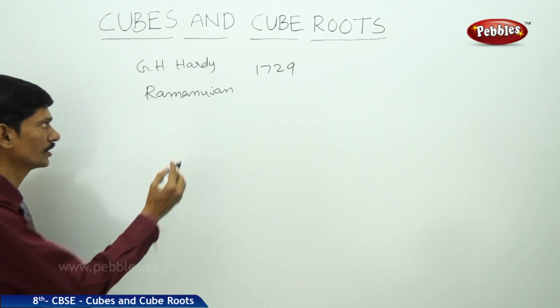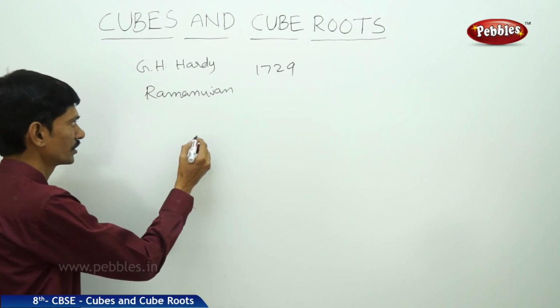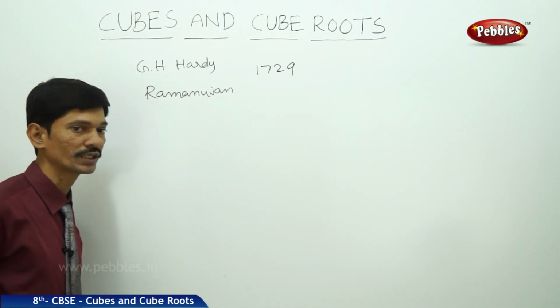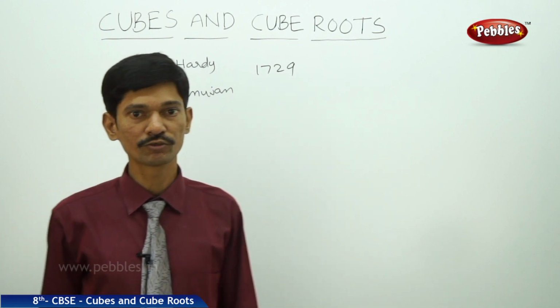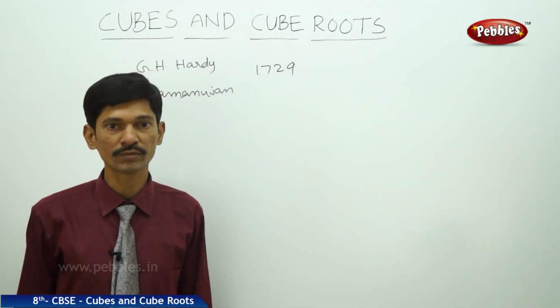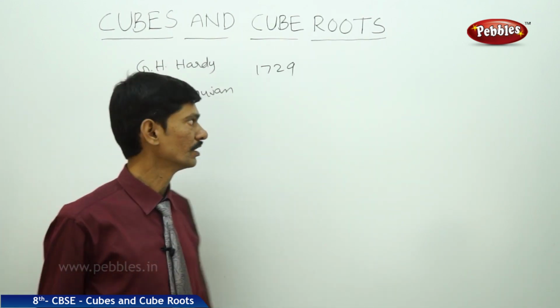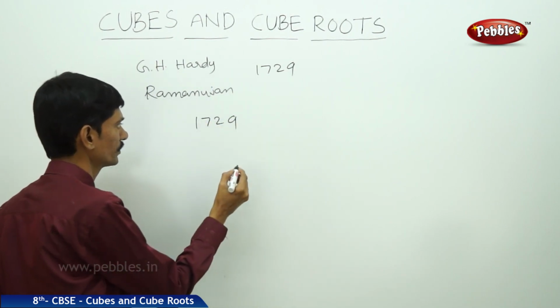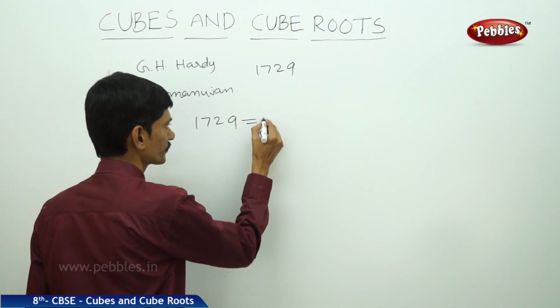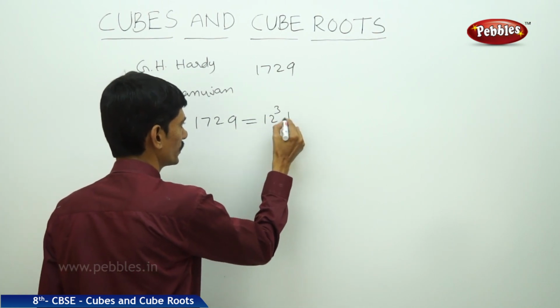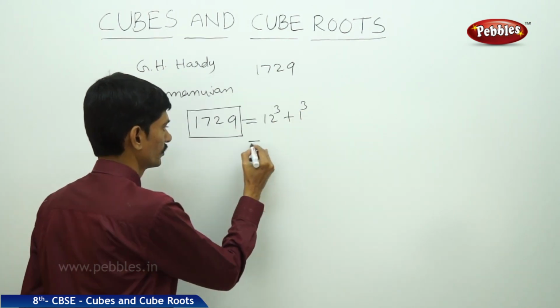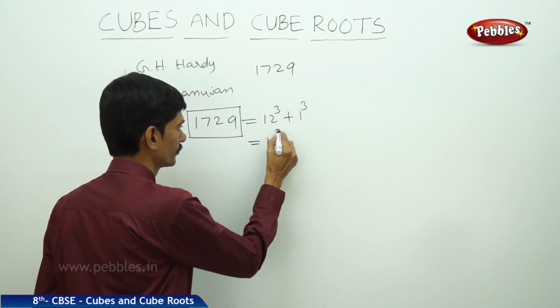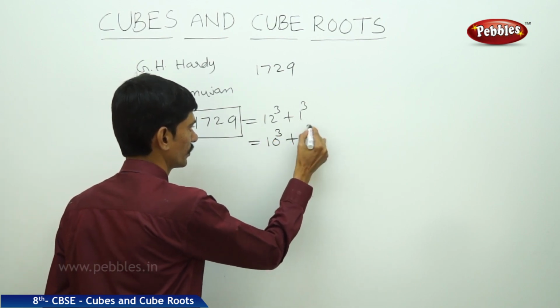This is the smallest number which can be written as the sum of the cubes of two natural numbers in two different ways. Now let us see that: 1729 equals 12 cube plus 1 cube. This also equals 10 cube plus 9 cube.